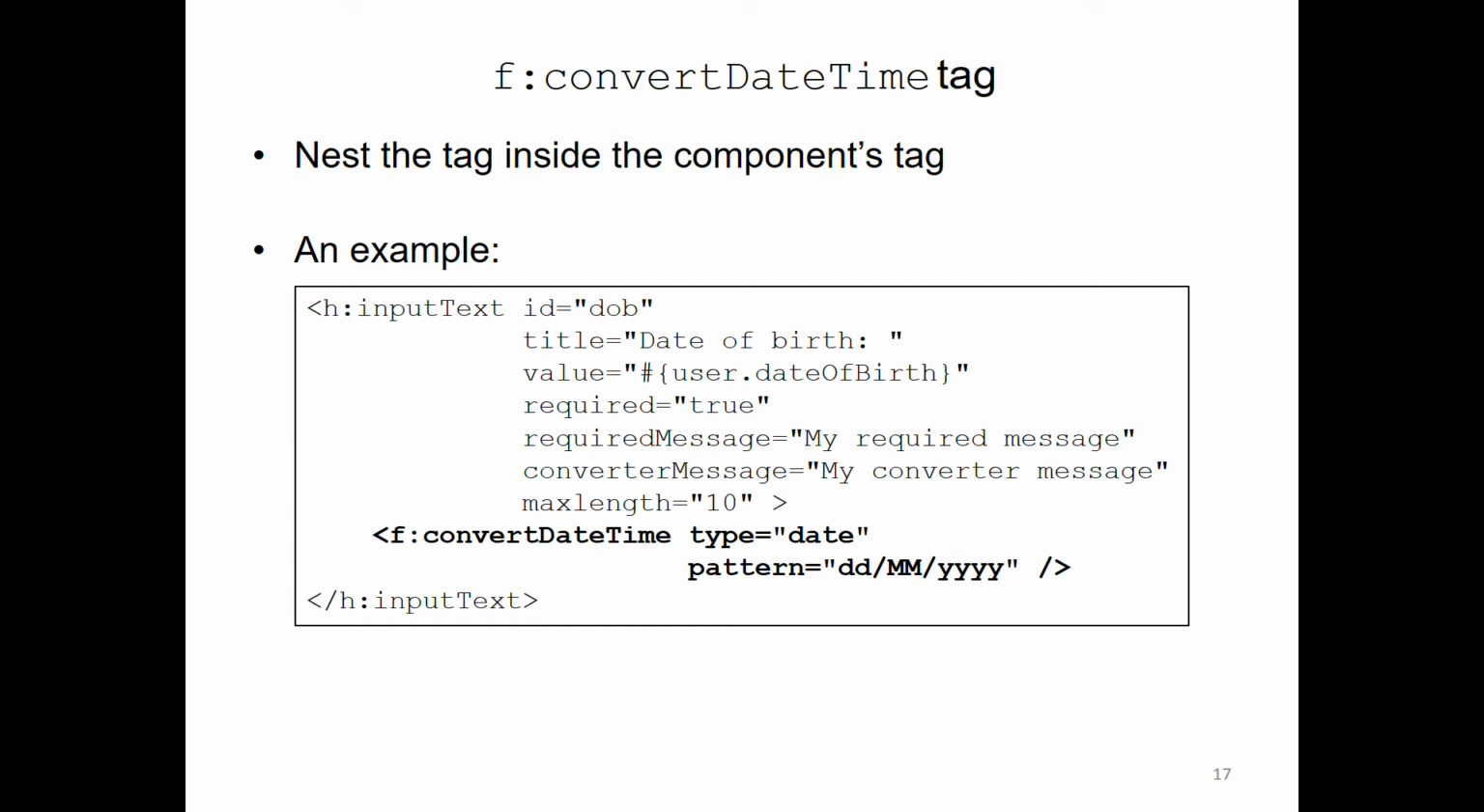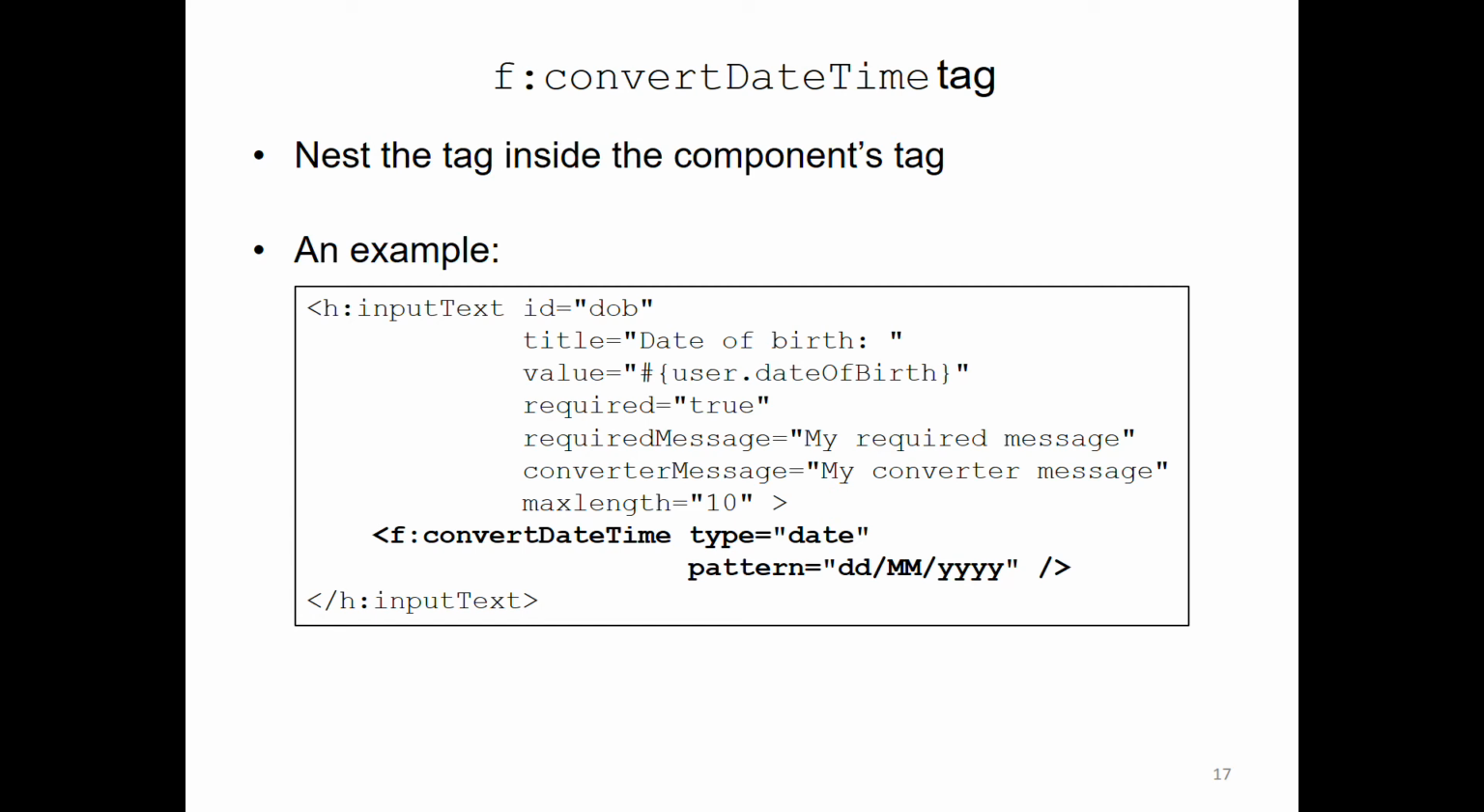The prefix is F. And when you look at the example code that you can download for this lecture, you'll see the XML namespace that has been given this label. So the convert date time takes a type, can be date, can be time, can be date time, and a pattern. So here we're going to have 2 digits for day, slash 2 digits for month, slash 4 digits for year. And that defines the requirements for conversion.